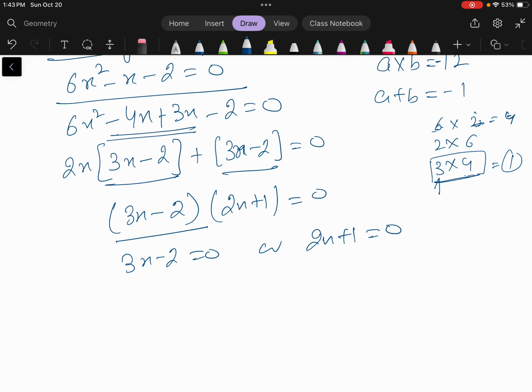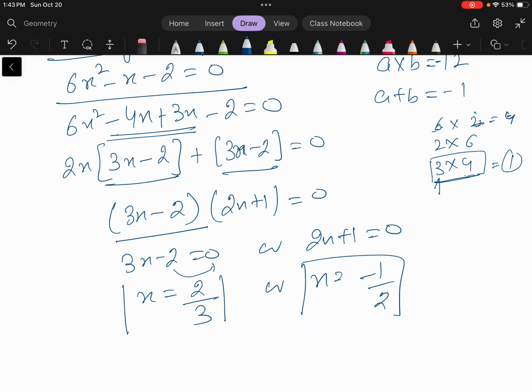Okay, now we will solve these equations. x is equal to, this 2 will go to that side, 2 upon 3. So this is my one root. Another root, x is equal to −1 by 2. So these are the two roots.